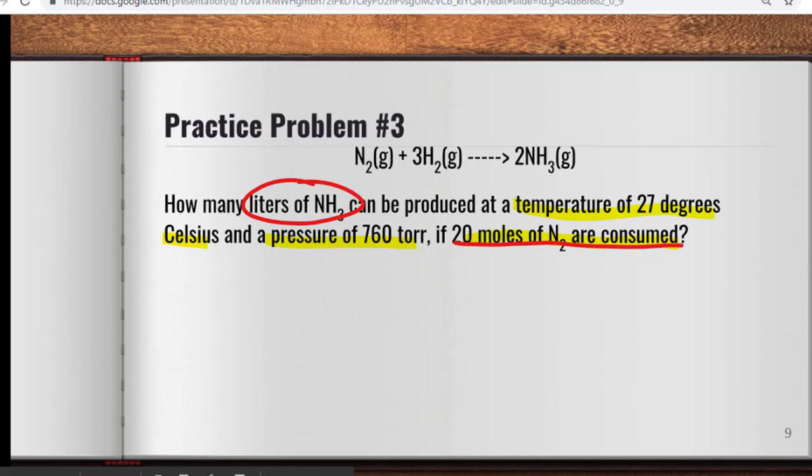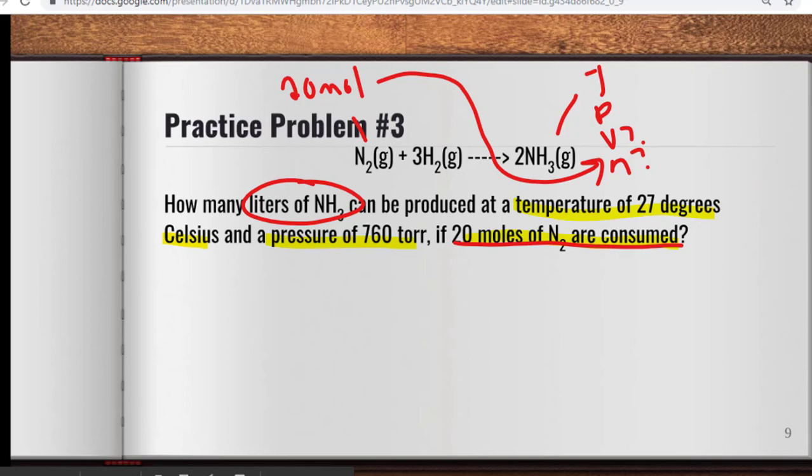Here's another way to look at this as well. For N2, we're given 20 moles. For NH3, we're given a temperature and a pressure. The question is asking for volume, and we don't know moles. But we have moles of N2, so we can use stoichiometry to convert between moles of N2 and moles of NH3. Then we can plug that in and solve for liters of NH3 using PV equals nRT.